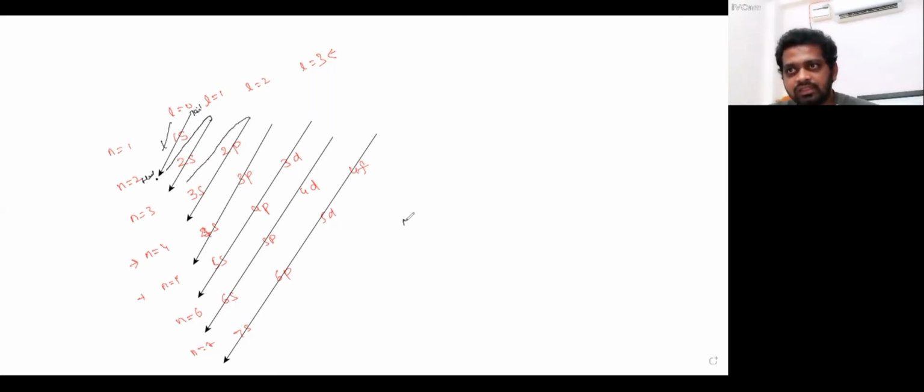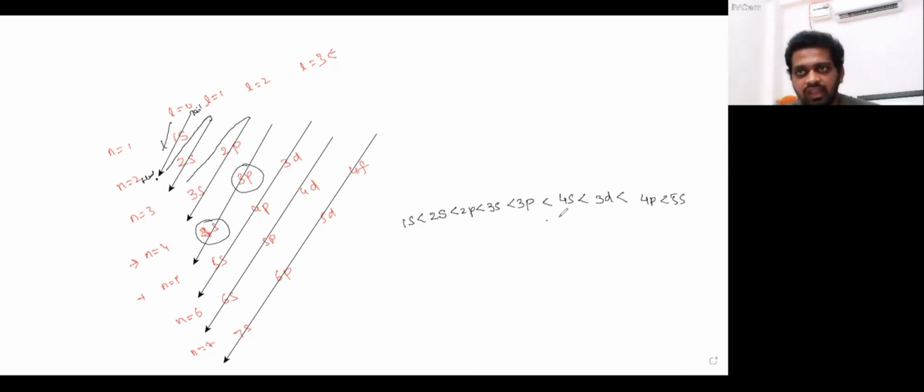As per the Aufbau chart, the 1s energy level is less than 2s, then 2p, then 3s, then 3p. After filling the 3p subshell, the electron will enter the 4s. After filling 4s completely, 3d will be filled, and then after 3d, 4p will be filled. After filling 4p completely, 5s will be filled, and so on.